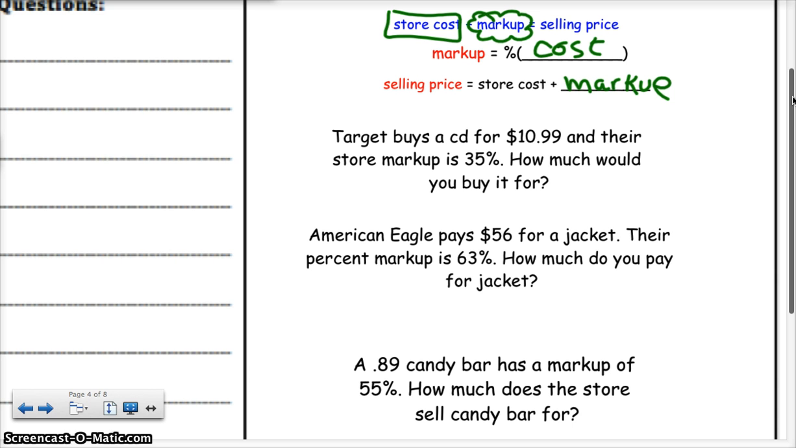Now you're going to see how I organize this, okay? Target buys a CD for $10.99. Their store markup is 35%. What are we going to pay for it? Okay, so what I do here, I figure out what my markup is. That's always my first plan of attack. My markup is my markup percent times my store cost. My cost was $10.99, times the 35% increase. So 10.99 times 0.35 is 3.85.